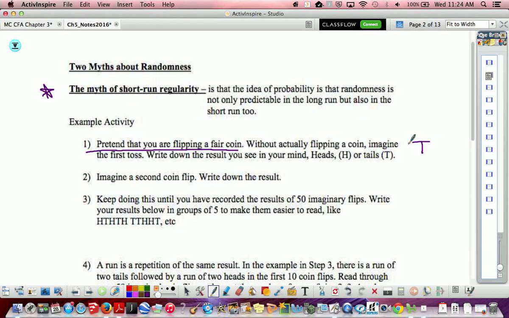Just out of curiosity, how many of you wrote down an H? Okay. How many of you wrote down a tail? How many of you didn't do it?